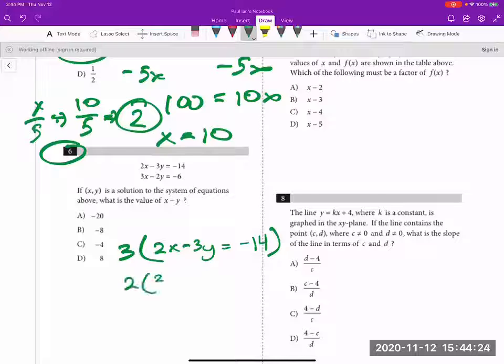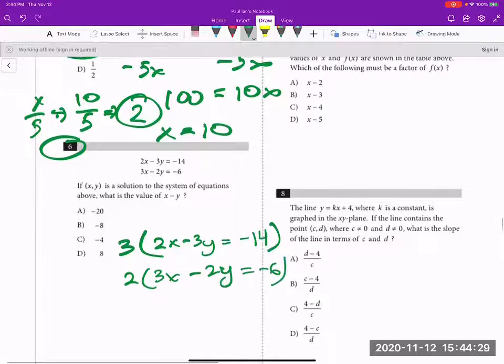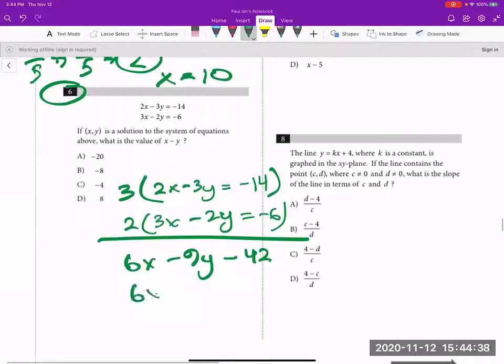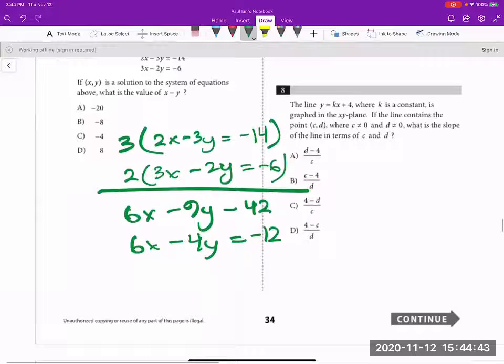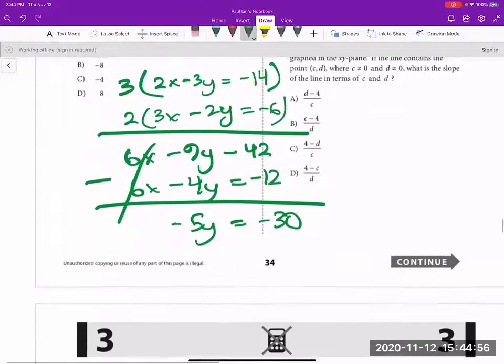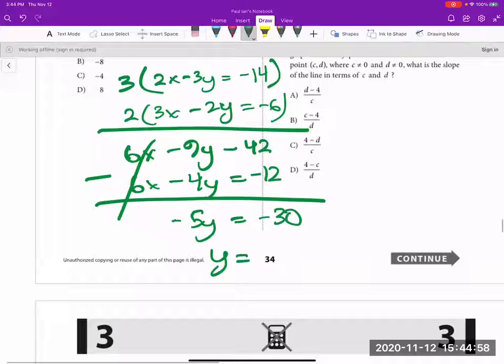And the next one, times it by 2, equals minus 6. So it's going to be 6x minus 9y equals minus 42. And that's 6x minus 4y equals minus 12. Yeah, and then you subtract this. This cancels out. Plus 4y, that's going to be minus 5y. Plus, so that's going to be minus 30. So that's going to be y equals 6, right?